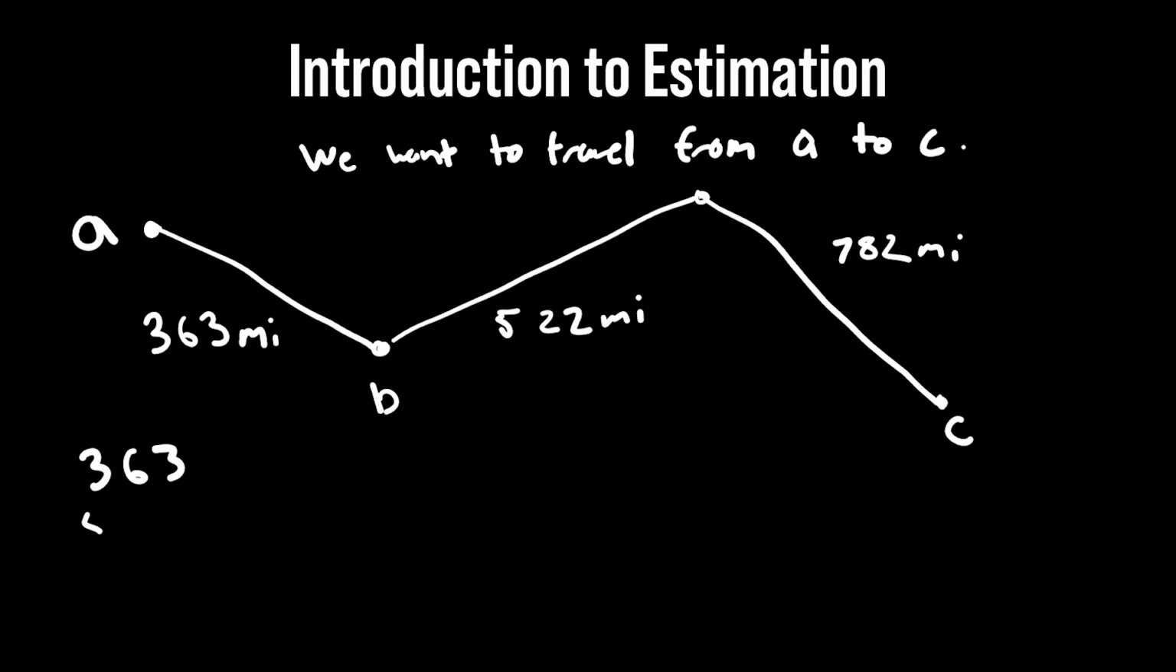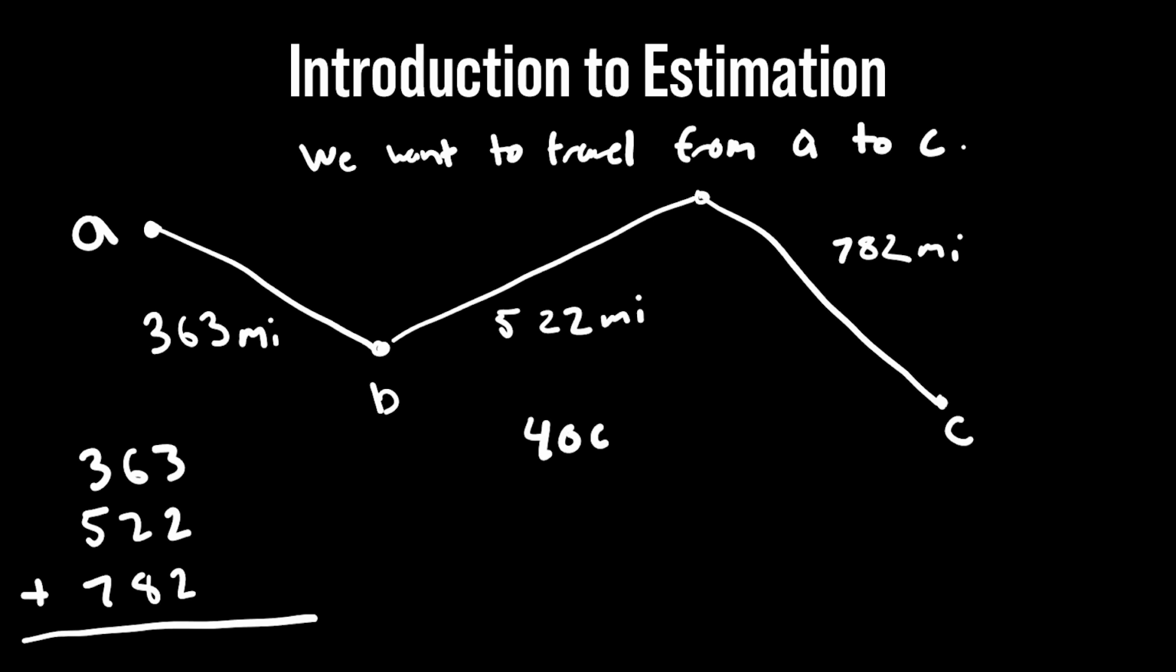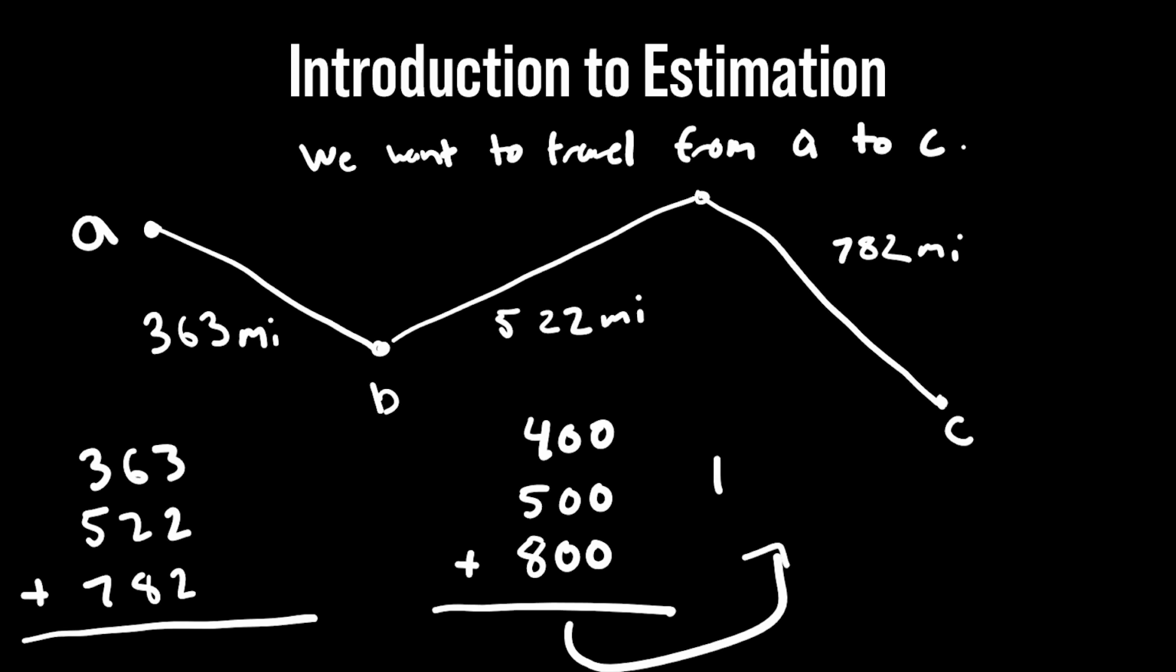363, 522, and 782. All of these values are in the hundredths place, so we're going to round to the nearest hundredths. 363 rounded to the nearest hundredths is 400. 522 is 500. And 782 is 800. And so adding up all these values, we get 4 plus 5 plus 8, 1700. So 1,700. That's our answer.